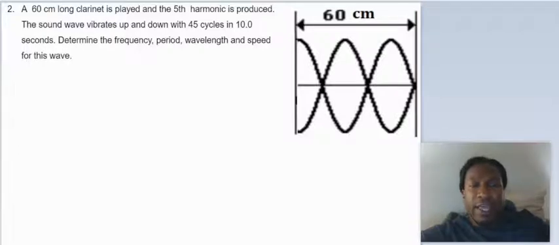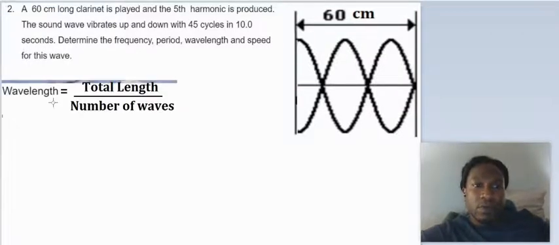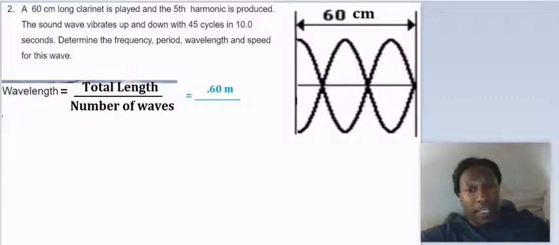Let's start looking at the equations we can use. So wavelength equals total length divided by number of waves. So we have our total length, that's 60 centimeters. That part is pretty easy. Make sure you convert it into meters. I did it here. But now we have to figure out how many waves are drawn.